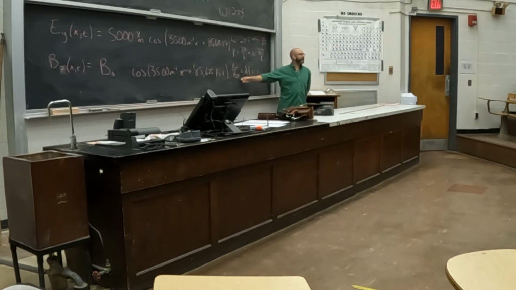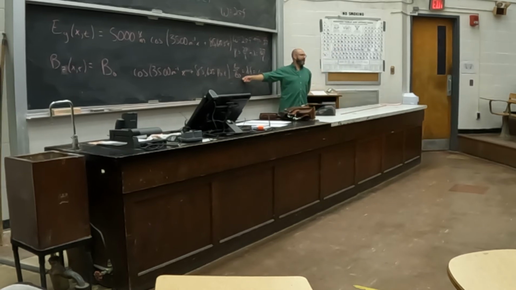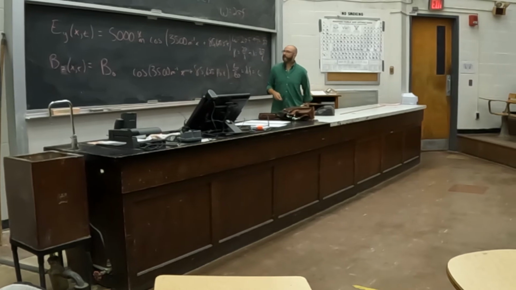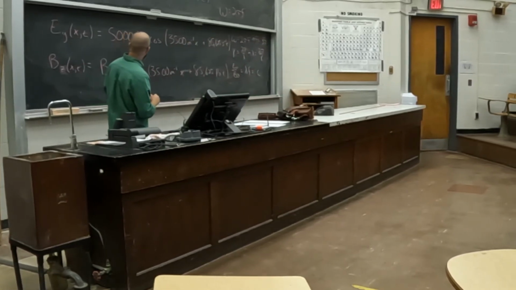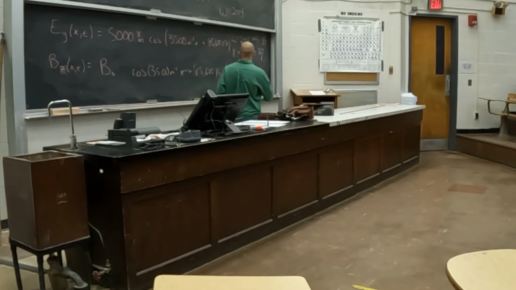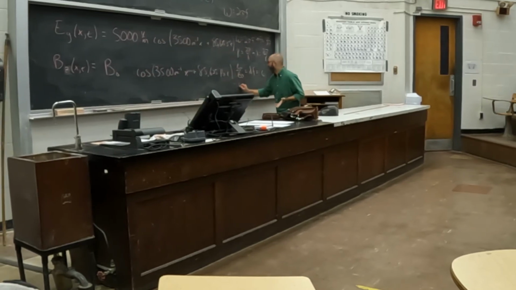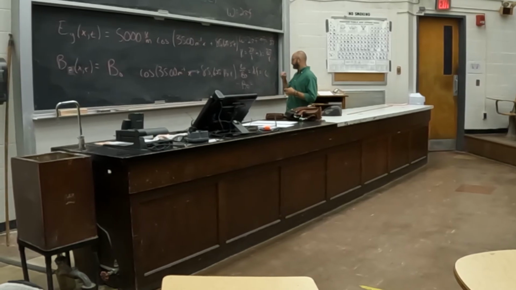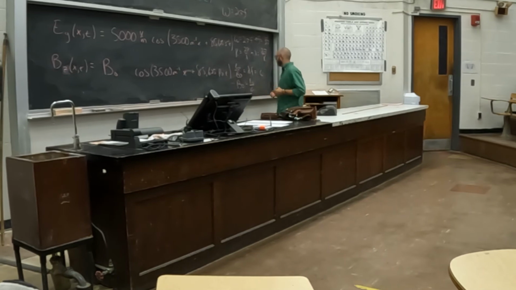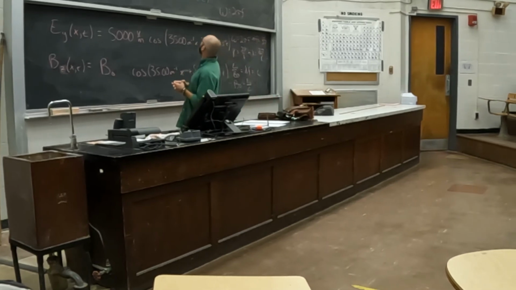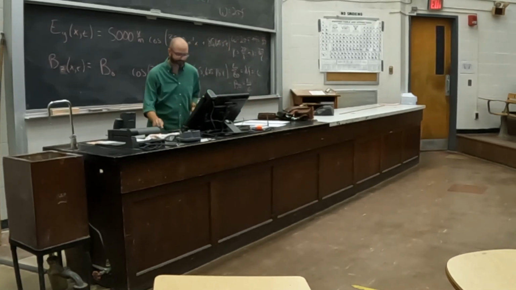This comes to my rescue right here. E naught over B naught is equal to C. So I'm out of room for that. But this means, of course, that B naught is equal to E naught over C. E naught is 5,000.